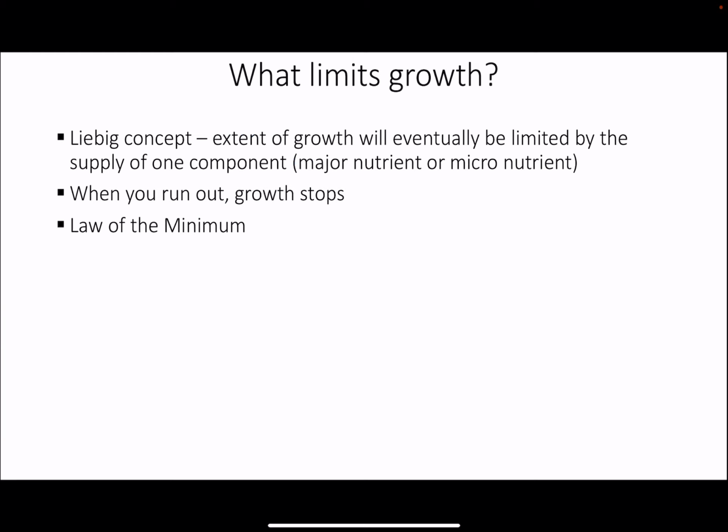And so the extent of growth of all organisms in the ocean will eventually be limited by the supply of something, whether that's a major nutrient like nitrogen and phosphorus or a micronutrient like iron. And when you run out, growth stops, and that's known as the law of the minimum. And so it's really important to understand which regions of the ocean are limited by which nutrients.